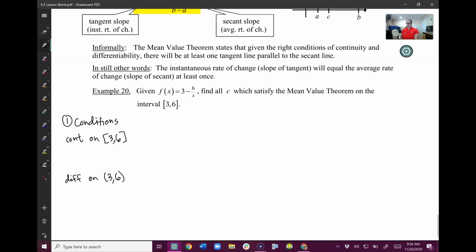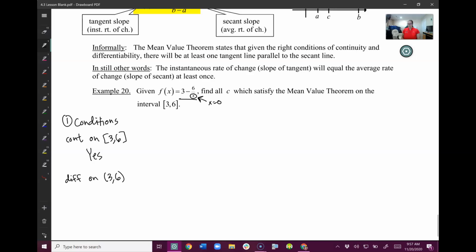So first off, is this equation continuous from 3 to 6? Yes, there's only one place where this is not continuous, and that's going to be at x equals 0, because we're going to have an asymptote right there. But 0 is not in our interval. If our interval was from -1 to +3, mean value theorem is not going to work because it's not continuous on that interval. But from 3 to 6, yes, it is continuous from closed 3 to closed 6.